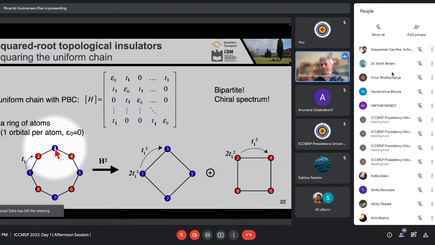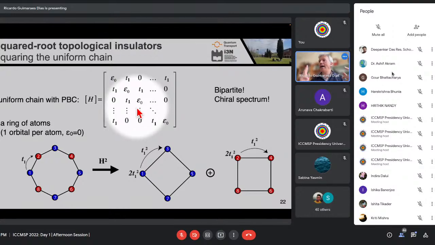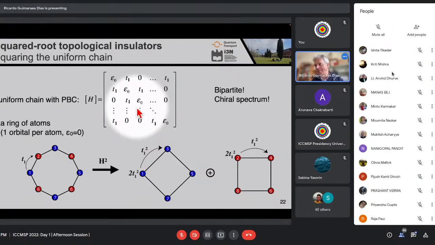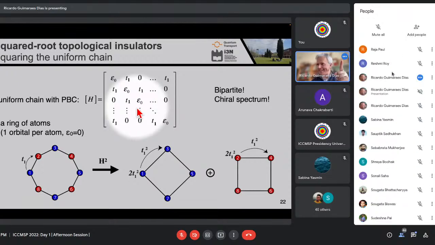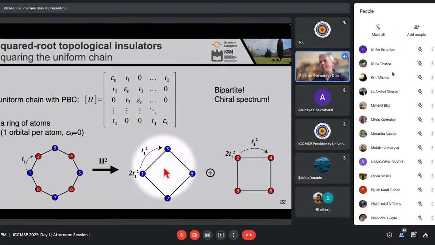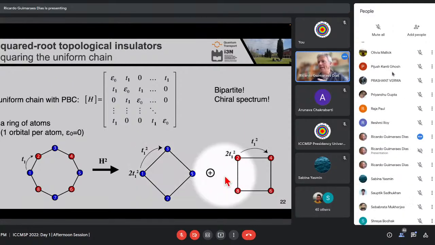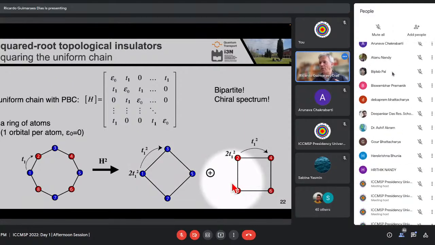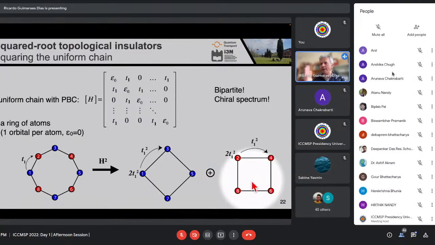They have chiral symmetry. Let's square this Hamiltonian. If I square this matrix over here without the epsilon zero, I get a block diagonal matrix. And you may not believe it, but it's there. One of the blocks corresponds to the odd sublattice, and the other one corresponds to the other sublattice. Okay, the red and blue.